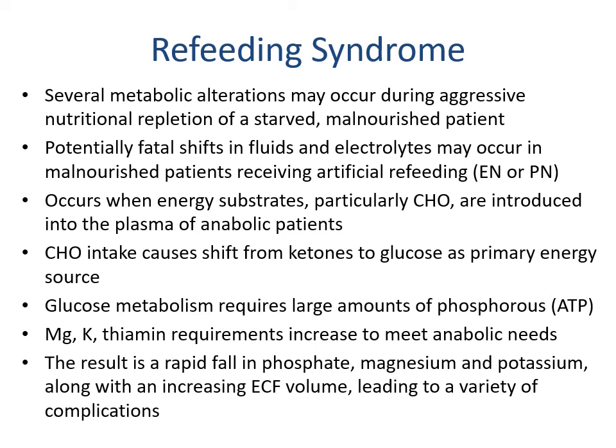So what happens is we have an uptake of these nutrients or increased absorption at the cellular level. And so what happens is that this is absorbed from your blood, and so we have a rapid fall in phosphate, magnesium, and potassium, along with an increasing extracellular fluid volume, which leads to cardiac complications. So your blood levels of phosphorus, magnesium, and potassium will decrease because your cells are absorbing them out of the blood.